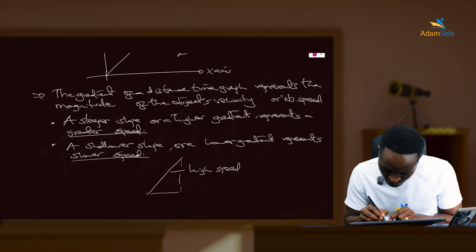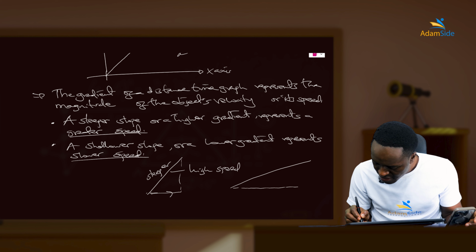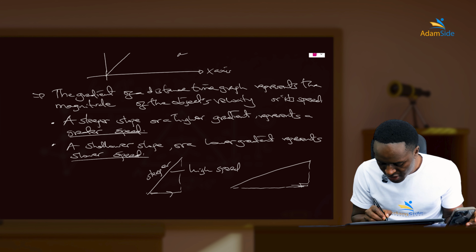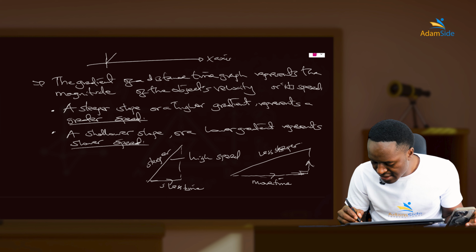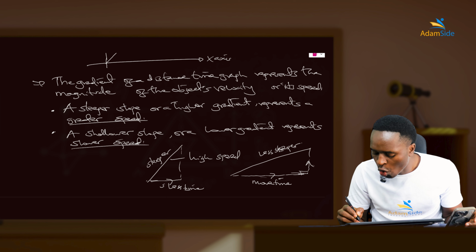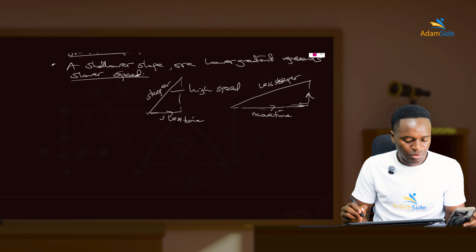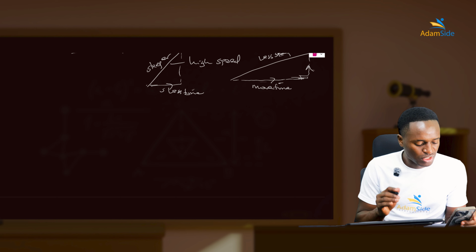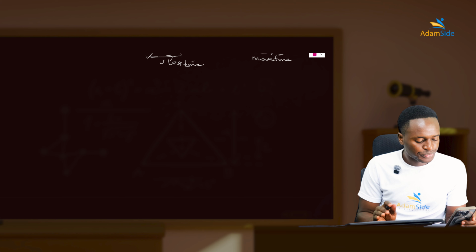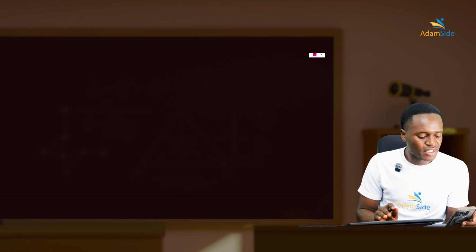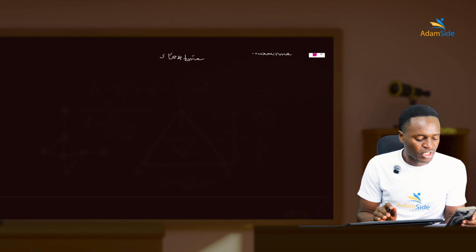For example, if this is steeper, it means a small distance has been covered in more time. You see here, shorter distance was covered in a long time. That means your speed will be low. So we want to see how different speeds look on a distance time graph.